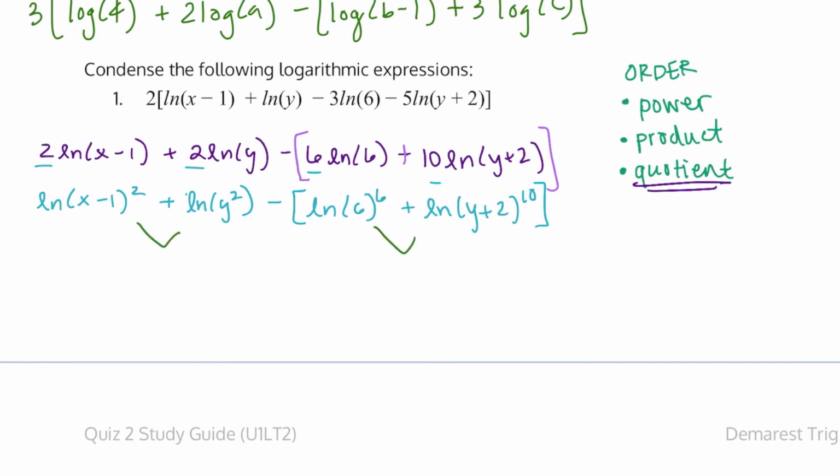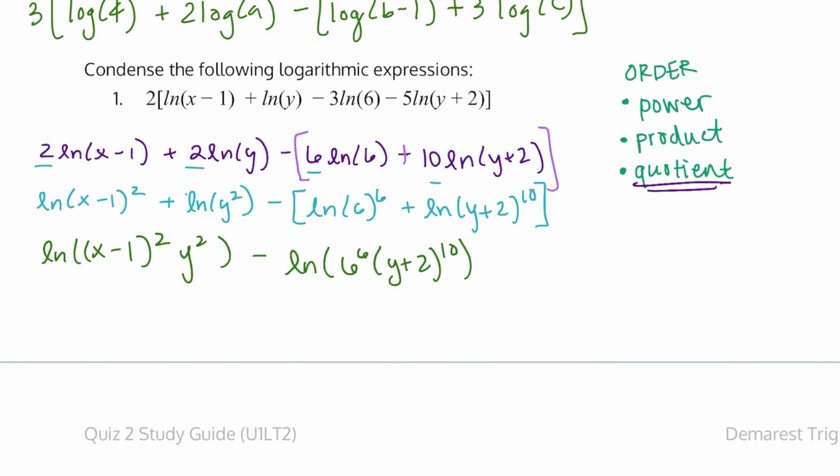So for both of those, I'm going to take the arguments and multiply them. So we will have natural log of x minus 1 squared times y squared minus natural log of 6 to the 6th times y plus 2 to the 10th.